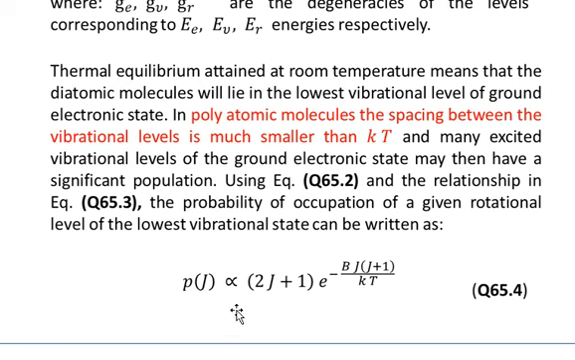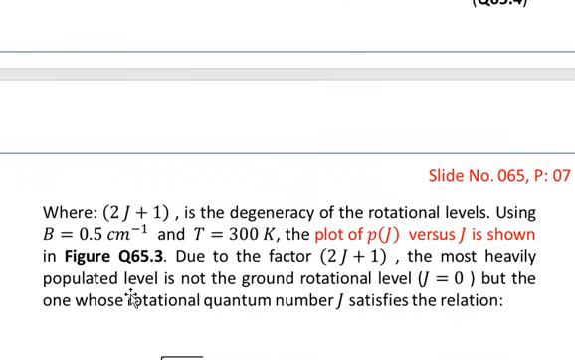This is given by the relationship shown in equation number 65.4, that is P of J is proportional to 2J plus 1 times e to the power minus B into J plus 1 divided by KT, where 2J plus 1 is the degeneracy of the rotational levels. Using B equal to 0.5 centimeter inverse and T equal to 300 Kelvin, the plot of P of J versus J is shown in figure 65.3.